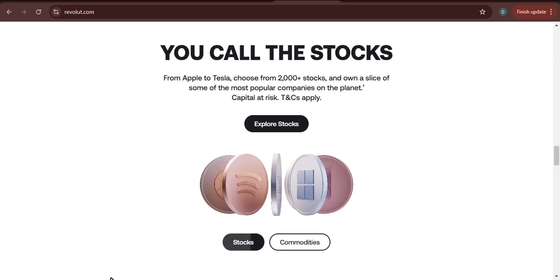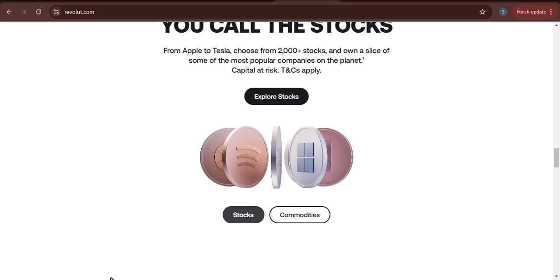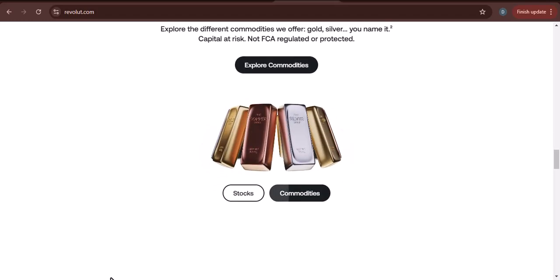Yes, you can receive USD in Revolut. It's a great way to hold and use USD, and it's easy to do.